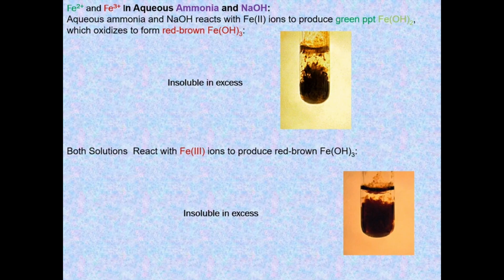But for the iron 3 oxide or the iron 3 ions, it gives you a red-brown solution when you dissolve it in either ammonia or sodium hydroxide, even if it's in excess or limited solution. Just know that both of them are insoluble, and iron 2 gives you green, but if you leave it, it might get oxidized to form iron 3, which will then change its color to brown. So just know iron 2 gives you a green precipitate, iron 3 gives you a brown or red-brown precipitate.